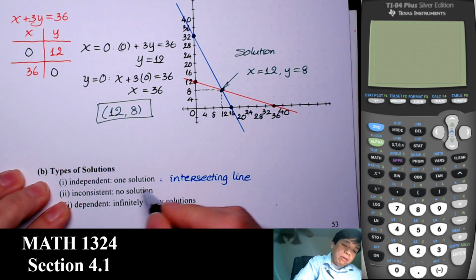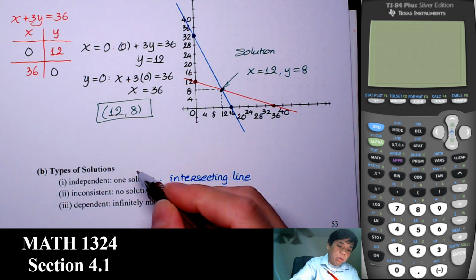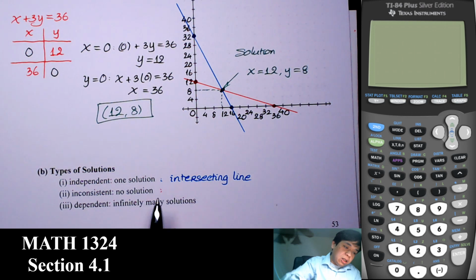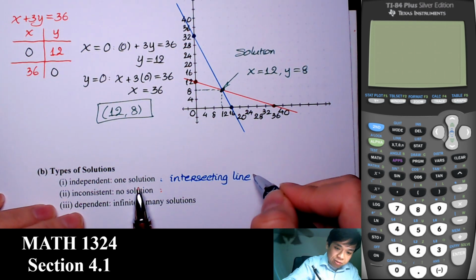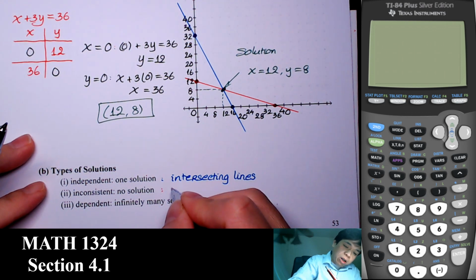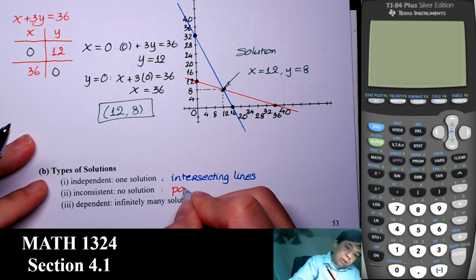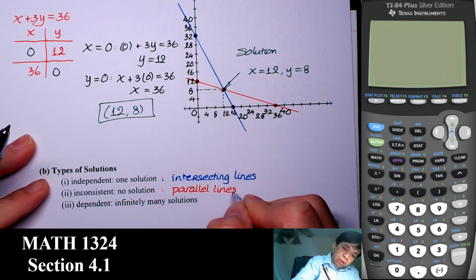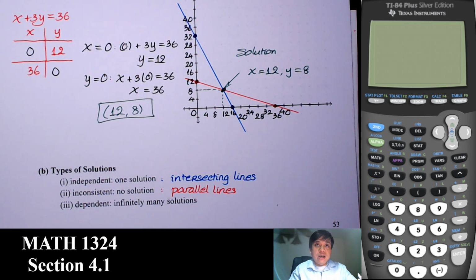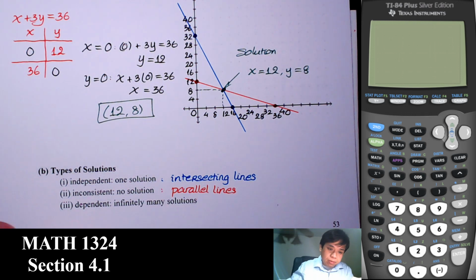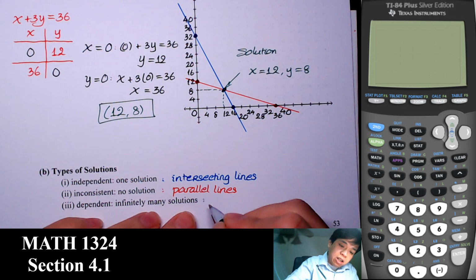Inconsistent is when they have no solution. No solution is where we have no intersection, so we have 2 parallel lines. Inconsistent will be 2 parallel lines. And dependent, or infinitely many solutions, we say identical lines. The lines are identical.